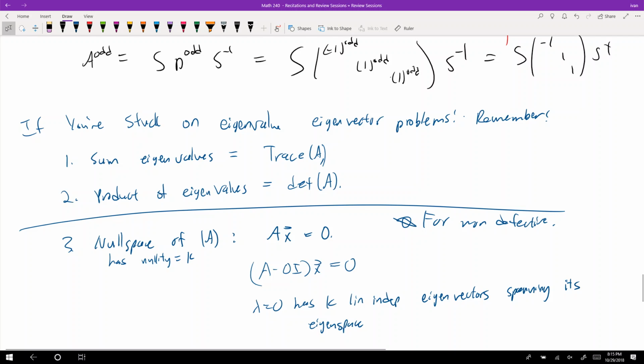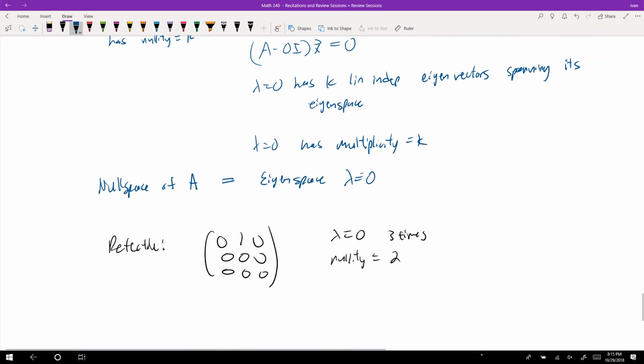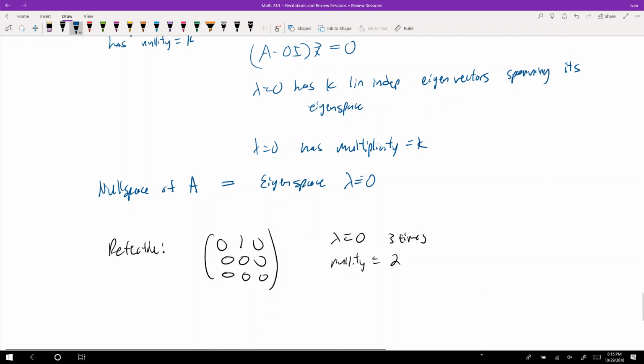So the sum of the eigenvalues is the trace, and the product of the eigenvalues has to be the determinant. So you need the sum to be 0, so if we can have an eigenvalue equal to 0.